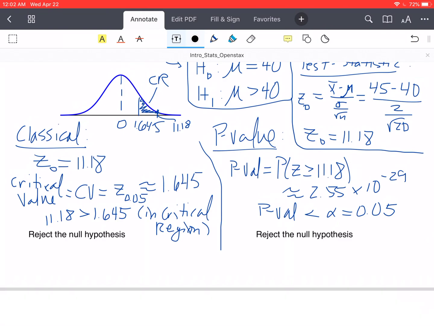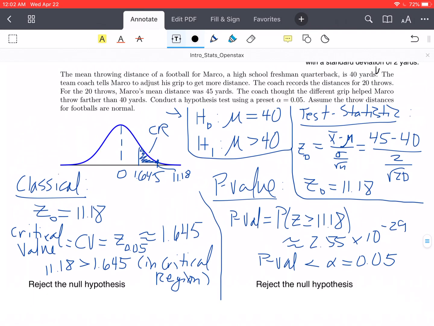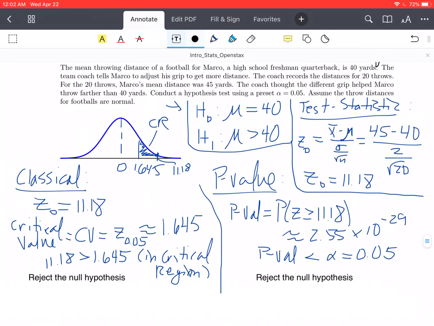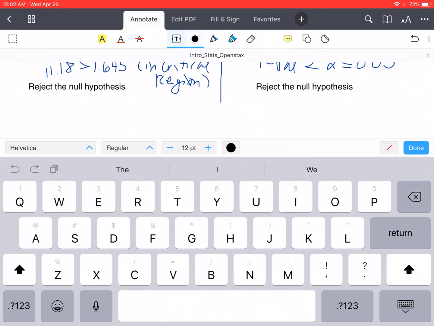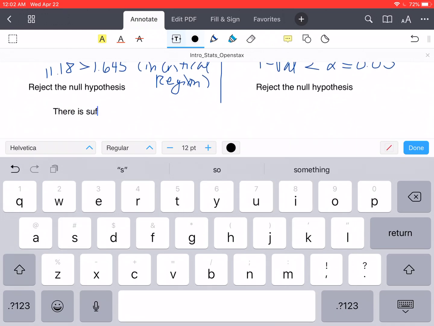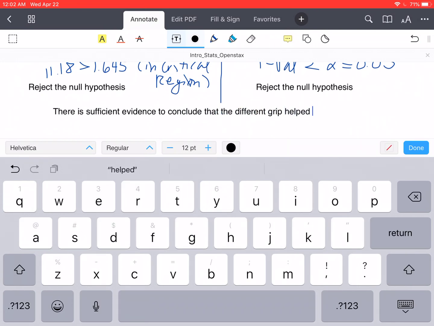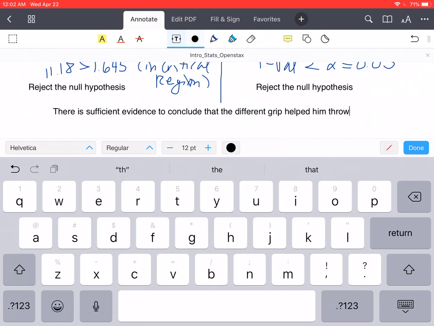So what does this tell us? It tells us that we can reject the null hypothesis. So we can say there is sufficient evidence to conclude that the different grip helped him throw farther than 40 yards.